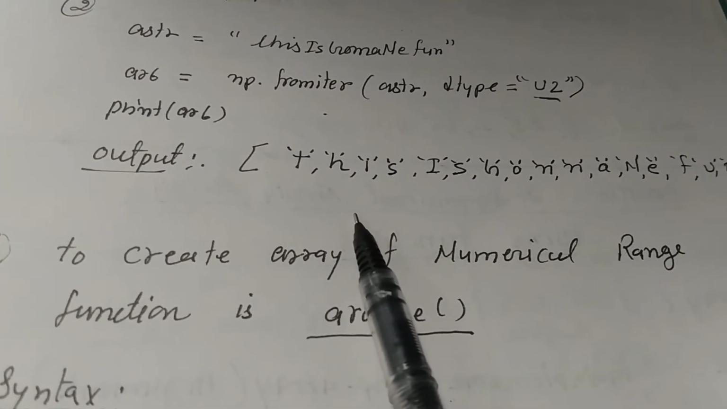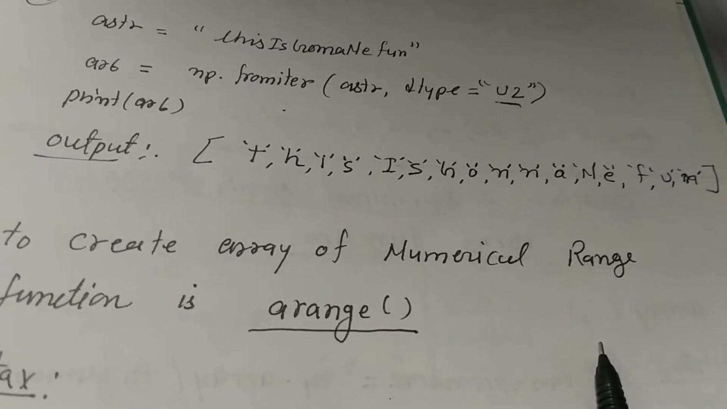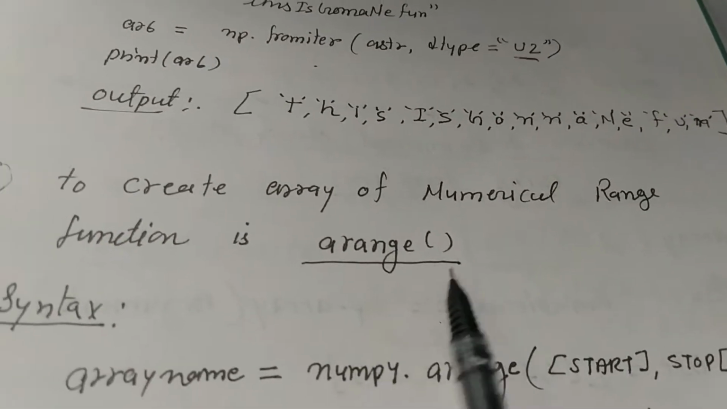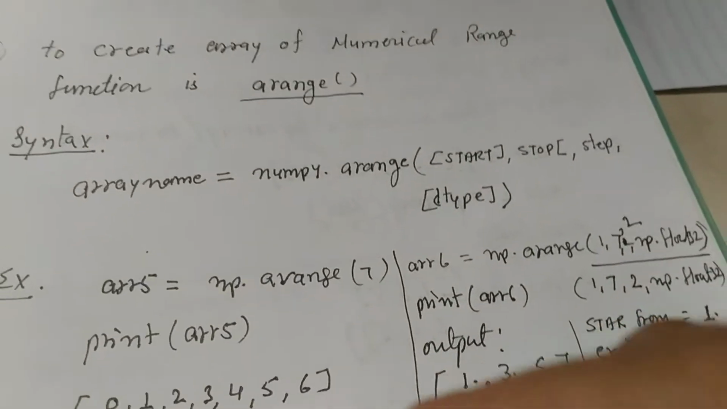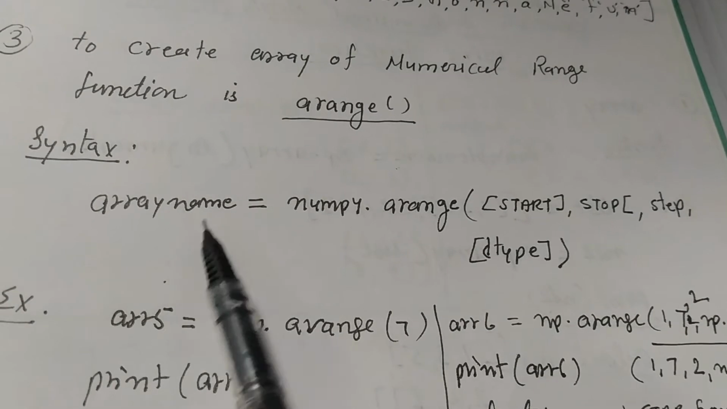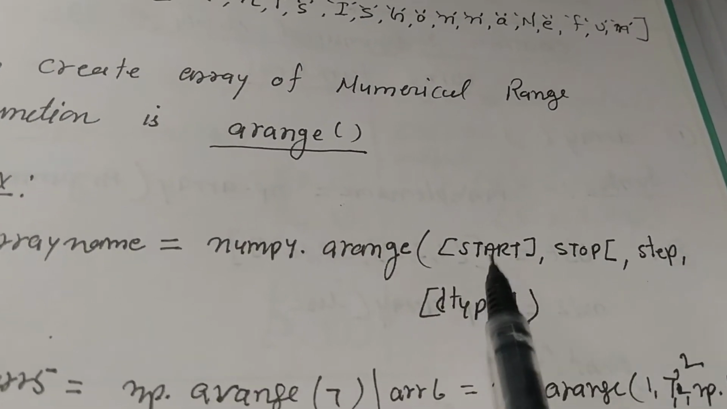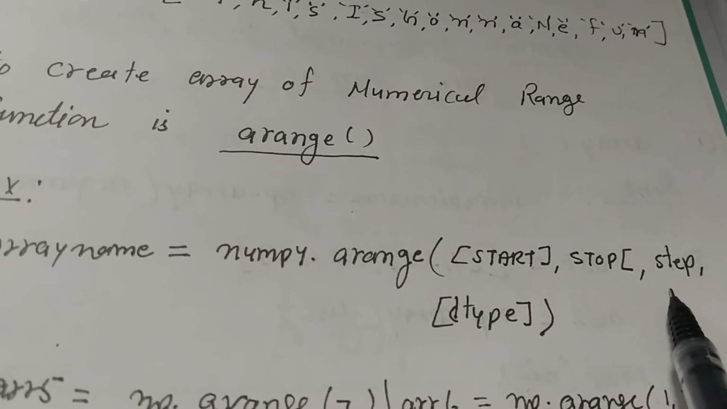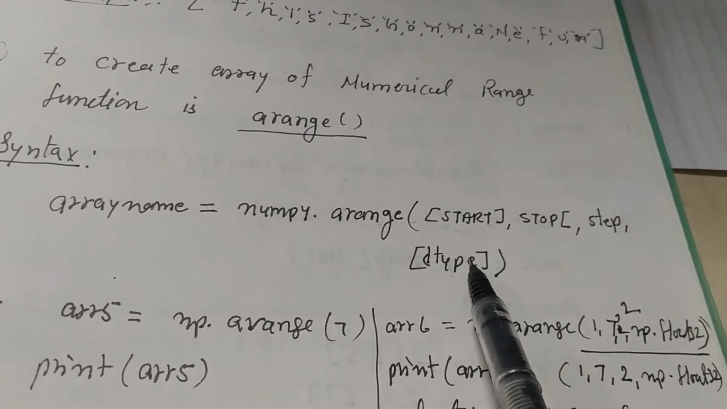This is for not the range, but we specify that one. If we are having the range, then which function we will use? So we will use the arange function. Let's see the syntax of this arange function. The same variable name is there, then numpy dot arange function, we will give the starting point, then ending point, and number of steps, or we will define the data type.